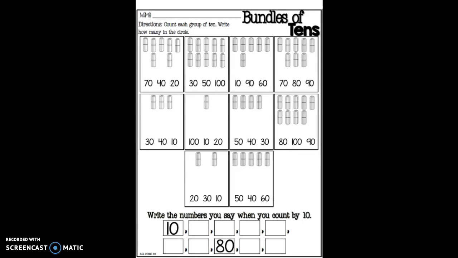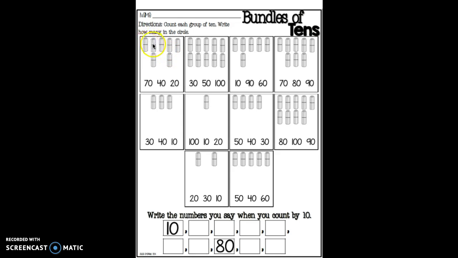Hello boys and girls, for this activity you will be counting these bundles of 10 and you're going to count by tens. So let's do this one together. So I see one bundle here, so that's 1 ten, 2 tens, 3 tens, 4 tens, 5 tens, 6 tens, 7 tens. Now I'm going to count by tens.